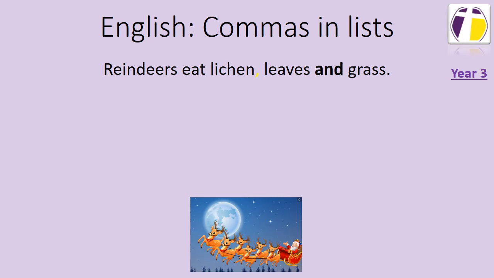So I've got: reindeers eat lichen, leaves and grass. Between the items in the list, we must use a comma. Before the very last item in the list, we use and instead of a comma to show that it's the last item. This is a complete sentence now with my capital letter and my full stop.